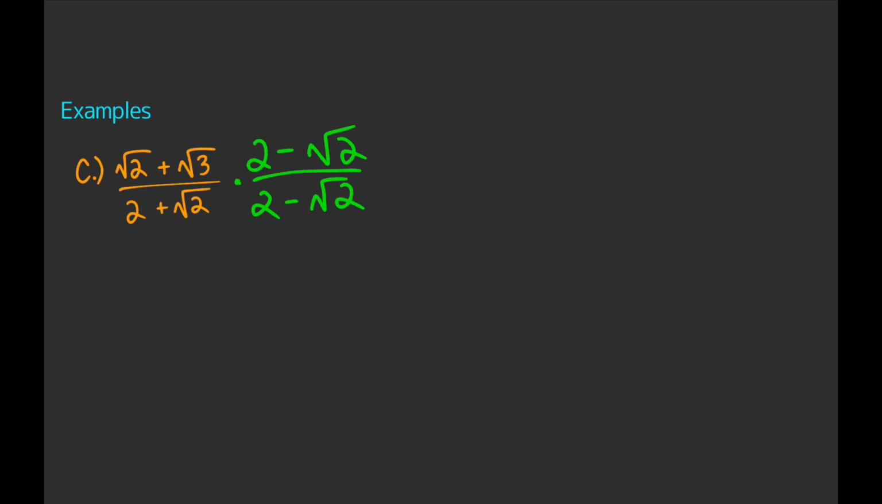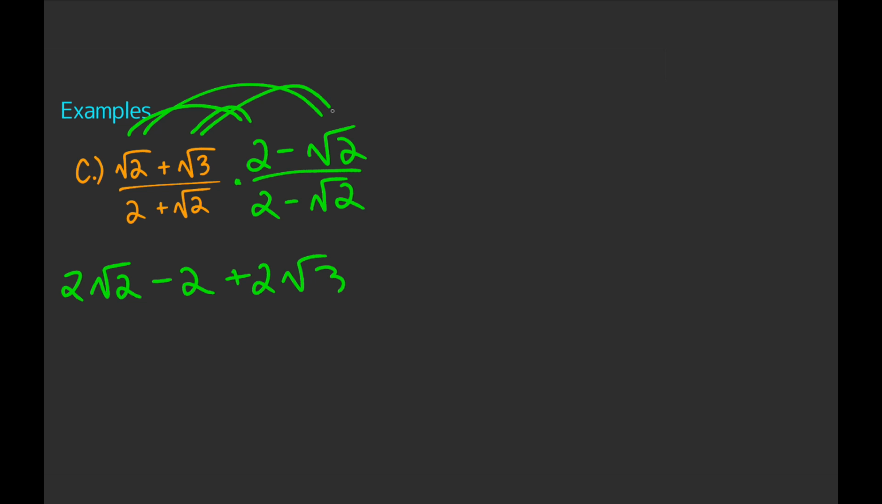And honestly, since I'm trying to save space, we don't need to rewrite it, but we can multiply just from here. So we have, in the numerator, the square root of 2 times 2, which will be 2 square root of 2. Then we have the square root of 2 times the negative square root of 2, which is negative 2. Remember, these square roots will cancel out. Then we have the square root of 3 times positive 2, which is positive 2 square root 3. And then we have the square root of 3 times negative square root of 2. And those are going to multiply, and we're going to get the square root of 6.